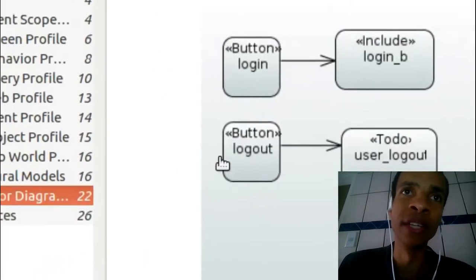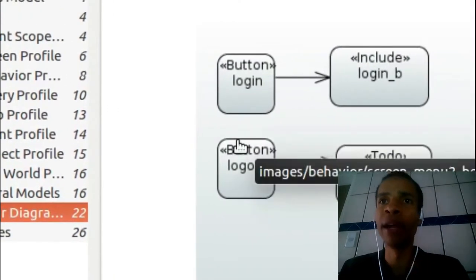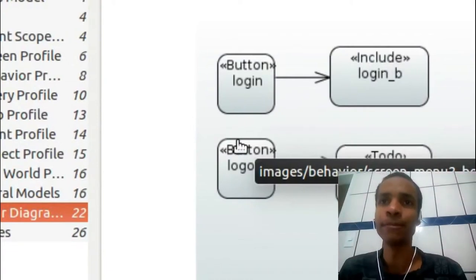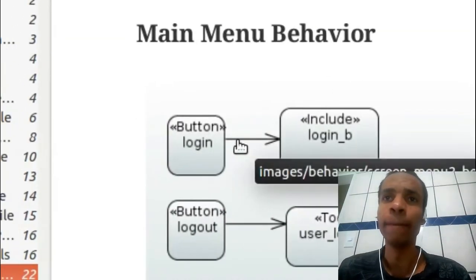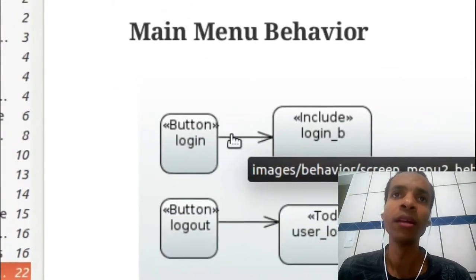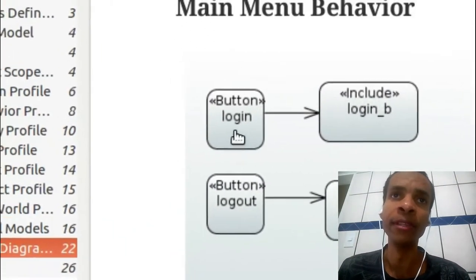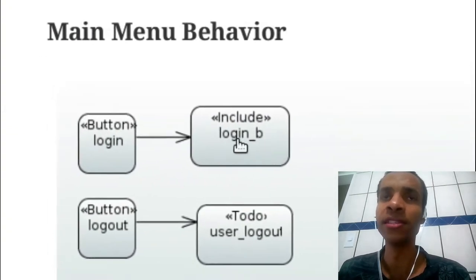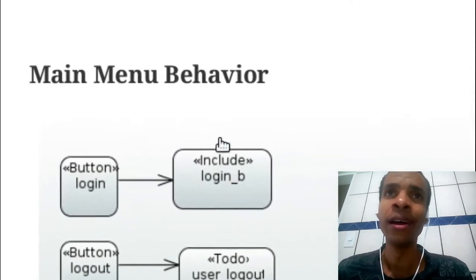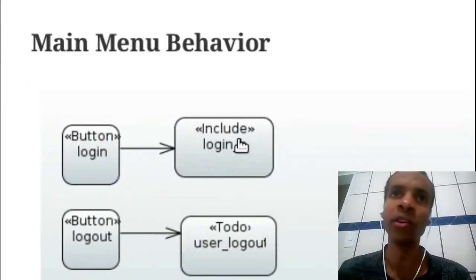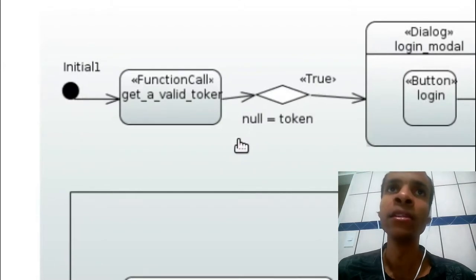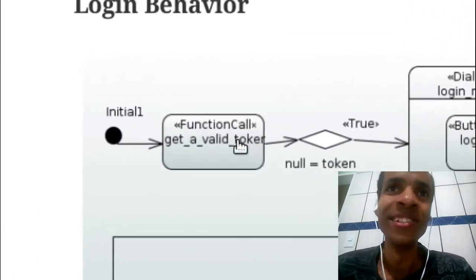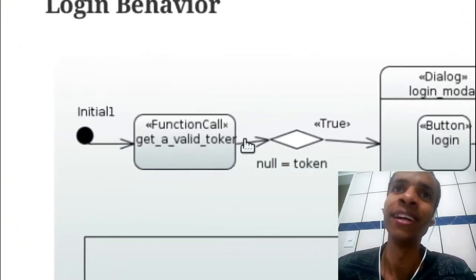That's the behavior for these two buttons here. Okay, the buttons which appear in the main. If the user clicks on this button, it will execute this thing here. This is another state machine. Okay, login page is another state machine. So login behavior is this one here, just after. Yeah. So get valid token. If no.